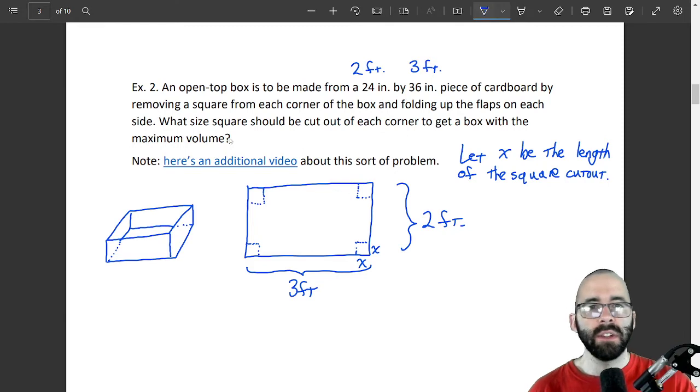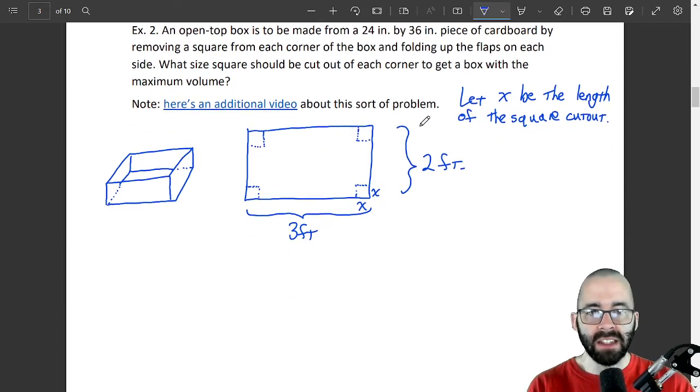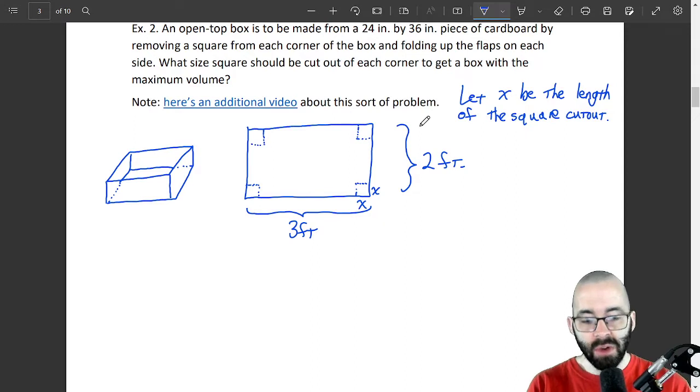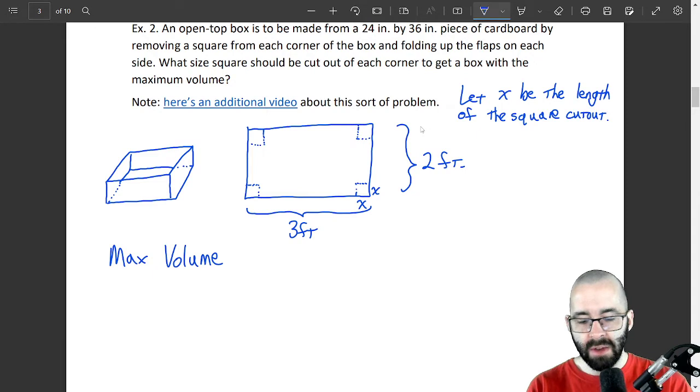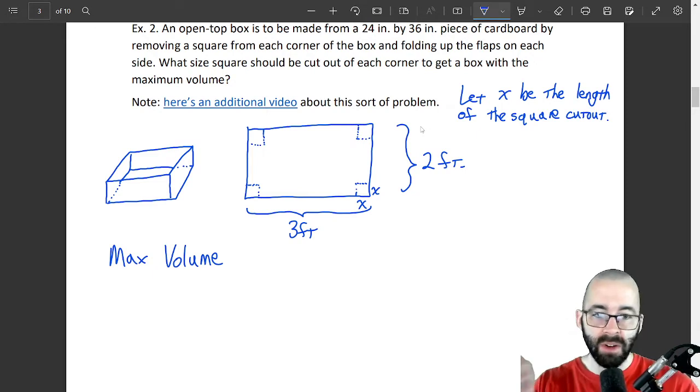Okay, so let's see. What size square should be cut out of the box to get a box of maximum volume? So we're trying to maximize the volume. Maximize the volume. And it didn't ask for an equation yet, so we won't write one yet if we're using this step-by-step process, or you could jump straight to it. And what is our domain?